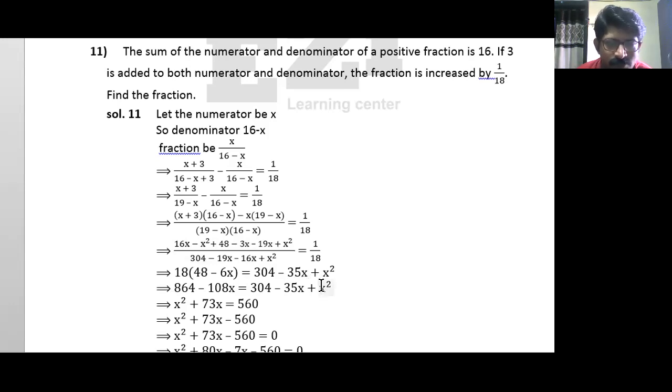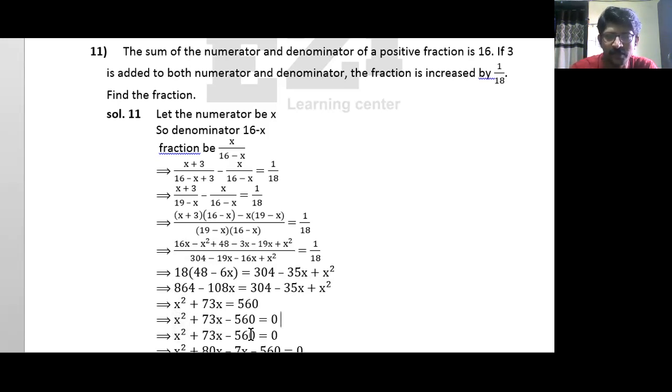Now this we'll have to write down in the ax square plus bx plus c format, isn't it? So x square, I wrote it over here, minus 108, when it comes out this side, it will become plus 108x. So plus 108 minus 35 will become plus 73x. And this 304, if we shift it to the other side, it will become minus 560 is equal to 0. I hope you understood till here perfectly.